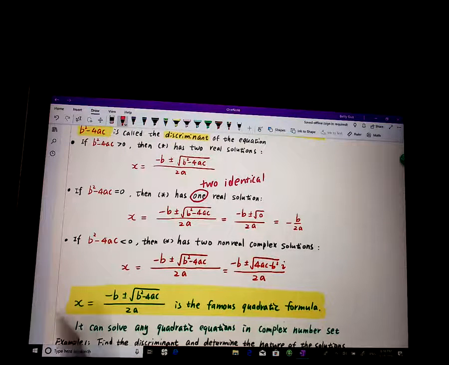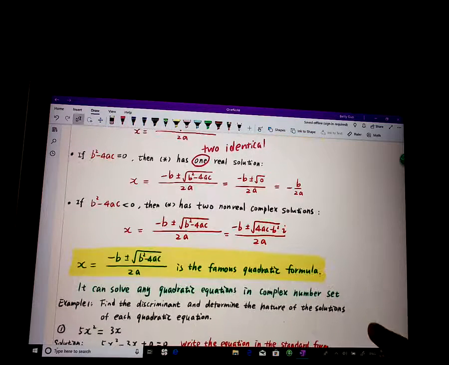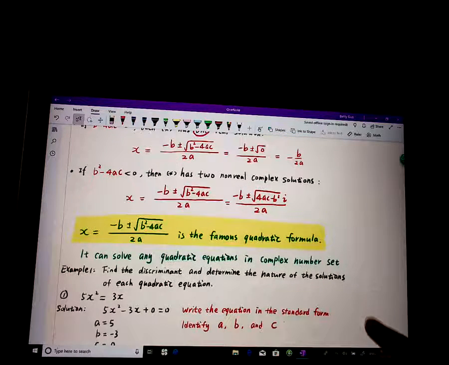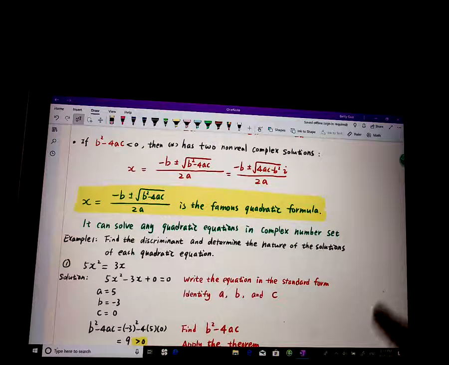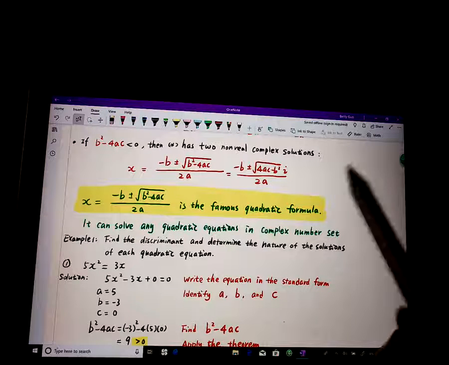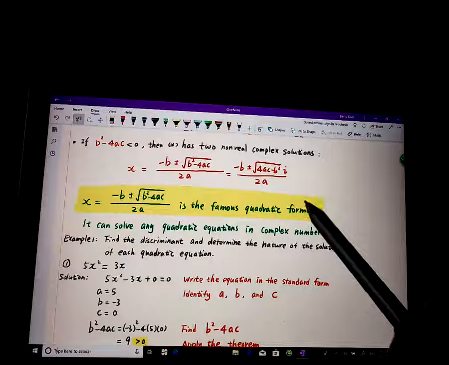One number, of course. Number 3, if the discriminant is negative, then the equation has 2 non-real complex number solutions. And the 2 non-real complex number solutions are conjugates. All right? I'm going to give you the time to read the content and understand and remember it. Remembering is very important in mathematics.